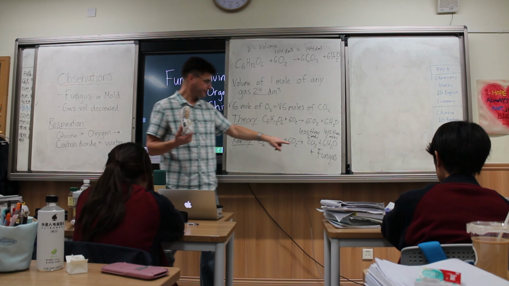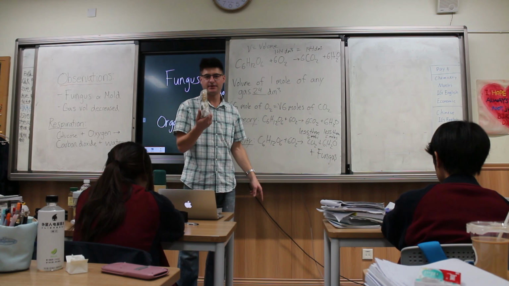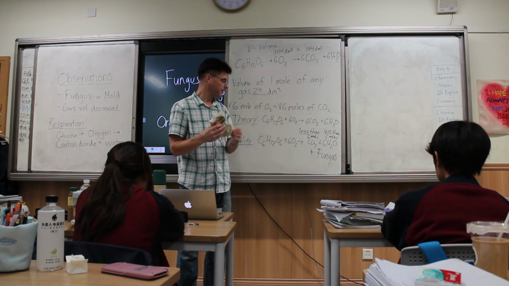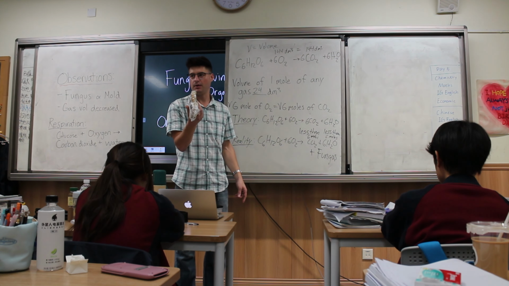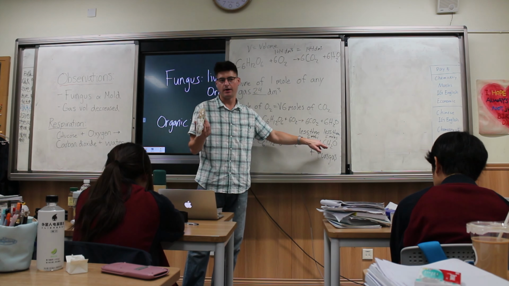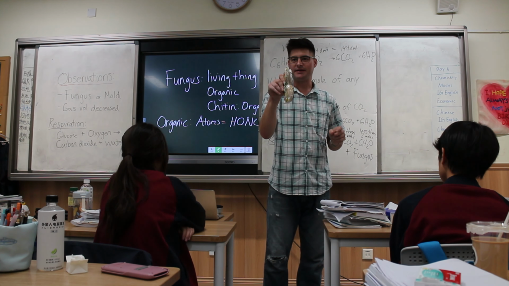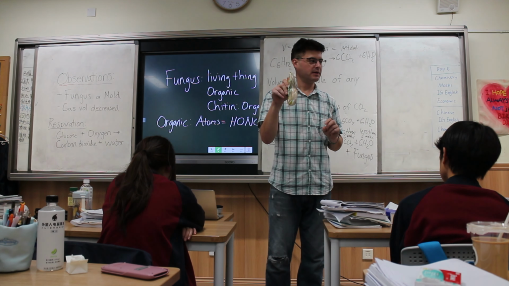So this is why we have less gas, because some of those atoms are used to produce fungus as well. We're not only producing carbon dioxide and water, we're making fungus, which is made up of the organic atoms, mainly hydrogen, oxygen, nitrogen, and carbon. So that's why we have less volume, less gas.